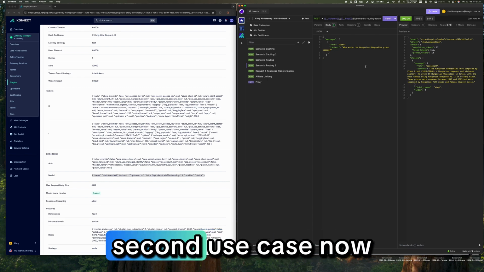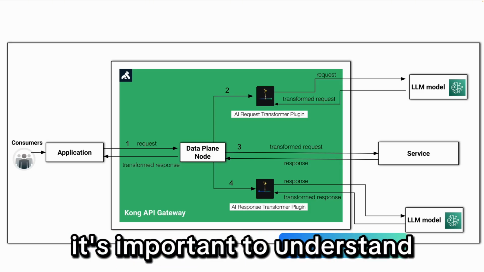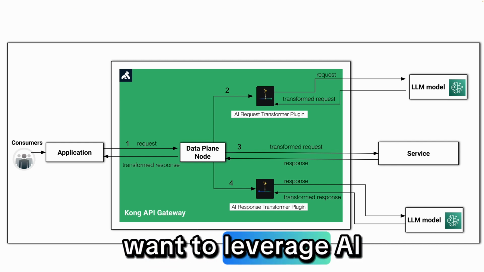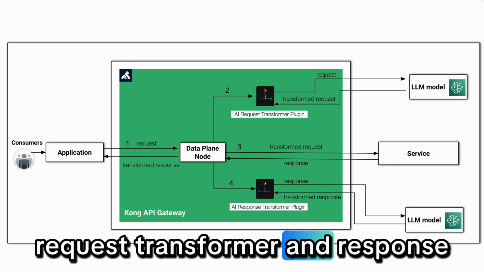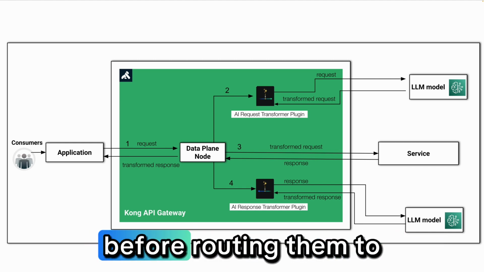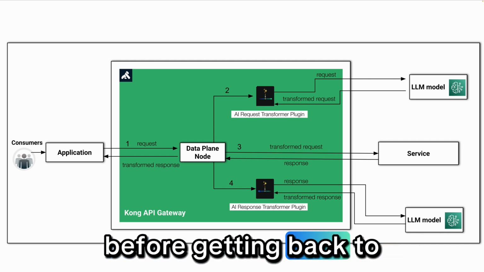Let's jump to the second use case now. First of all, it's important to understand we want to consume a regular service. The thing is, we want to leverage the AI request transformer and response transformer plugins to transform the requests before routing them to the service, and transform the responses before getting back to the consumers.